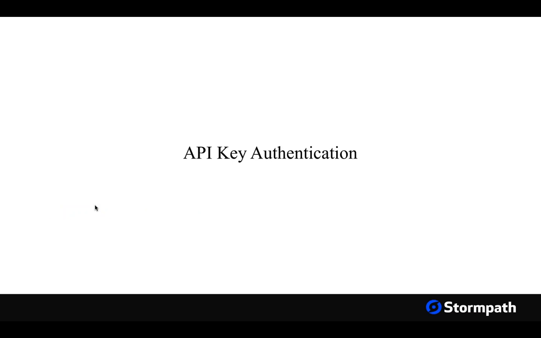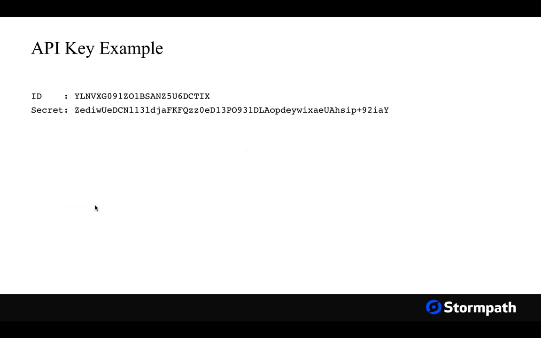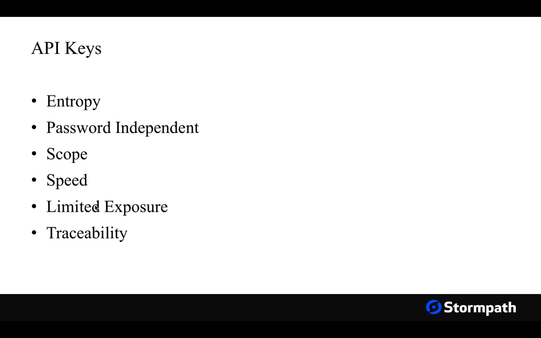Okay, API key authentication. We just talked about bearer tokens and basic schemes and digest schemes. What about API keys? Where do they come into play in all of this? Here's an example of what an API key might look like. There's this ID, and then there's this associated secret, and as you can see, the ID and the secret are really, really long compared to usernames and passwords. And there's a reason for this.